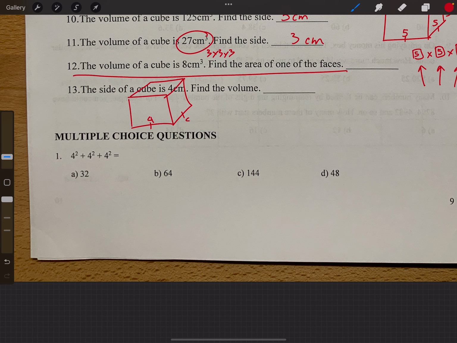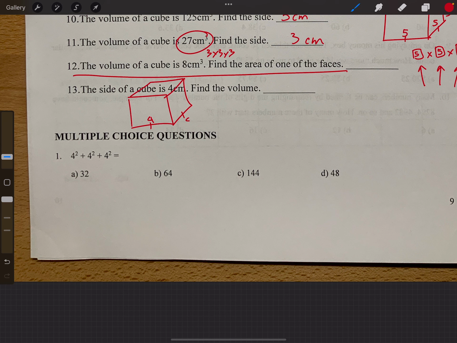Bring the next number down. 22 divided by 4 is 5. 4 times 5 is 20. Take away, we get 2. Bring the next number down. 4. 24 divided by 4 is exactly 6. No remainders. Okay, so the answer is 1 fork is going to cost you $11.56.